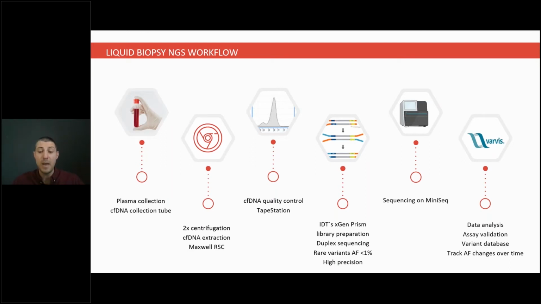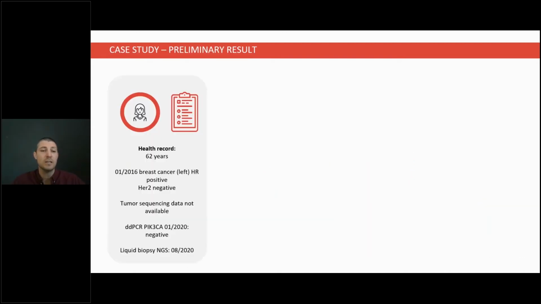We don't have that many real results from patients yet, just a couple, but still I would like to show you one preliminary result as an example. This is about a patient, 62 years old. She was diagnosed with breast cancer in 2016, and the breast cancer is hormone receptor positive, HER2 negative. In this case, we did not have sequencing data of the tumor, and the last ddPCR for PIK3CA was negative.